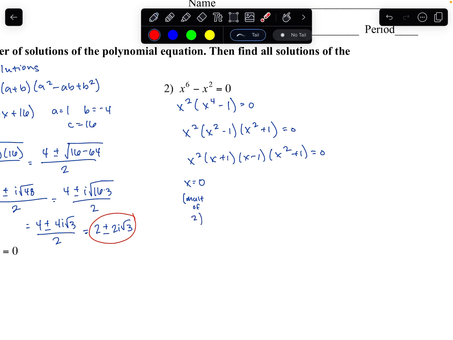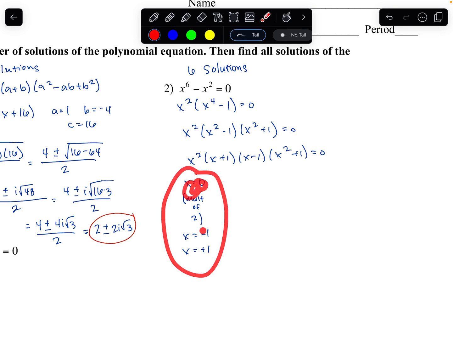Okay, so there's 2 solutions right here. Oh, also, we're going to have 6 solutions. Okay, we're going to have 6 solutions, so multiplicity of 2, because that is 2 factors where x can be equal to 0. Next is going to be x is going to be equal to -1, x is going to be equal to +1. So now we're at 4 solutions. We have 1, 2, 3, and 4.